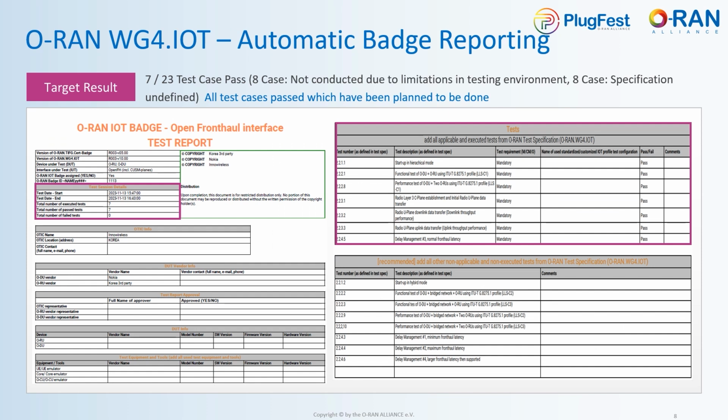This is the test report. After completing the test, EasySO provides a batch report automatically in the format defined by the ORAN Alliance. It shows the time the test was conducted, the number of test cases executed, and the test status, pass or fail.